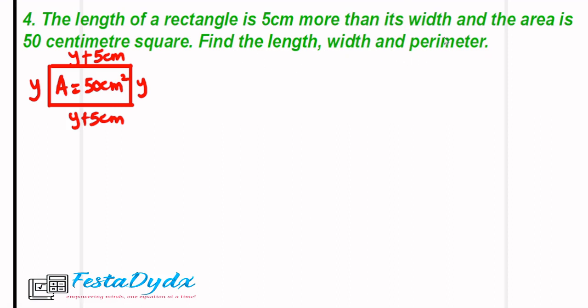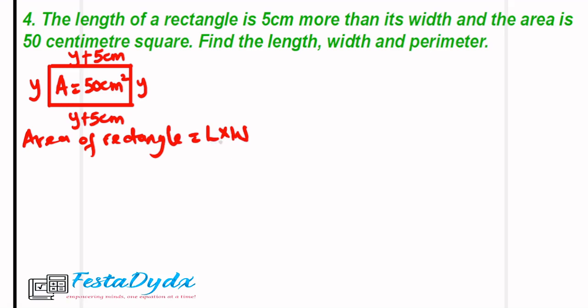So for us to be able to solve this question, since we've been able to bring out what the length and the width should be, to get the quadratic equation from this expression, we need to introduce the formula for the area of a rectangle. What is the formula for area of a rectangle? Area of a rectangle is equal to length times width. Some call it length times breadth. The breadth is also the width.